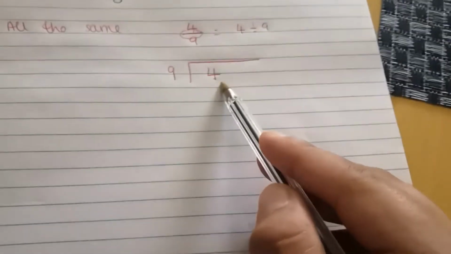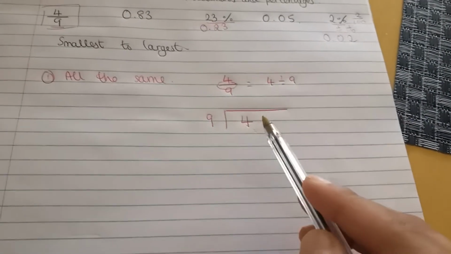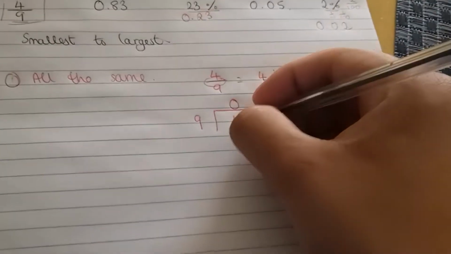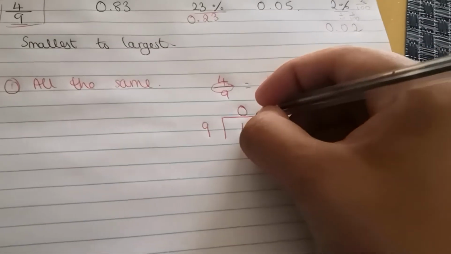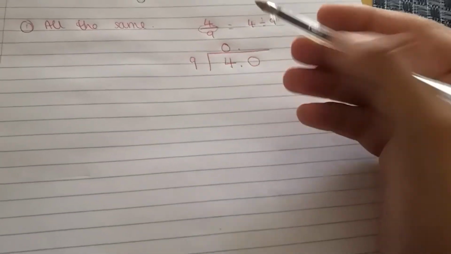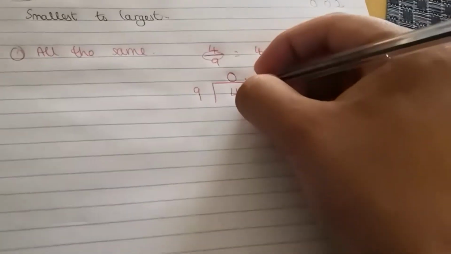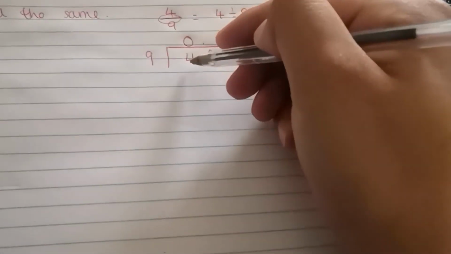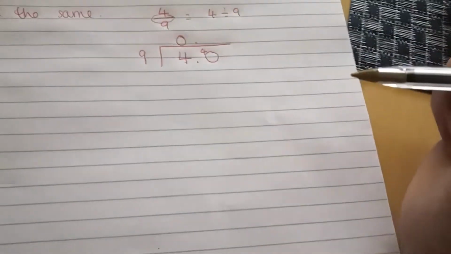Now, if I was wondering how many 9s go into 4, I already know that is going to be 0. And as we know, if we do that, we're going into decimals. So I'm going to put a decimal point here. I'm going to put a 0 here. So how many 9s go into 4 is 0 with 4 left over, because 0 times 9 is 0, so we've got 4 left over.